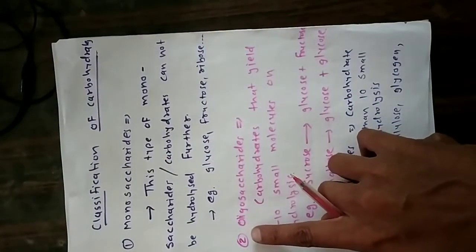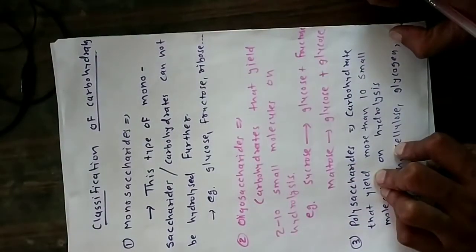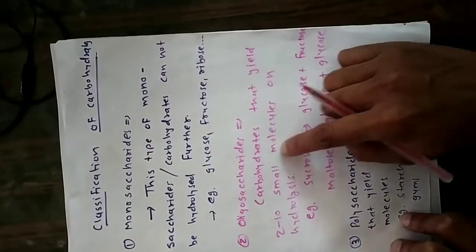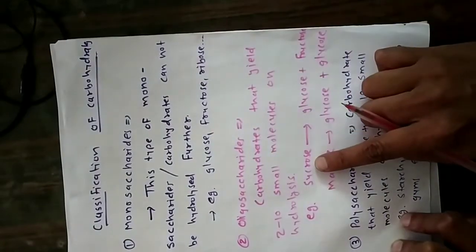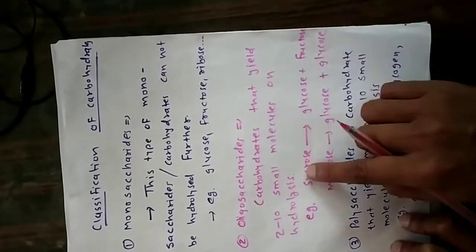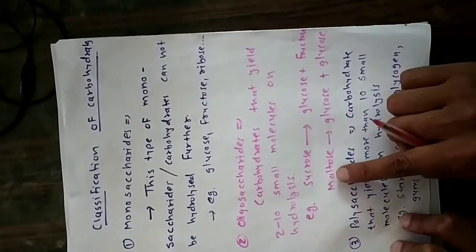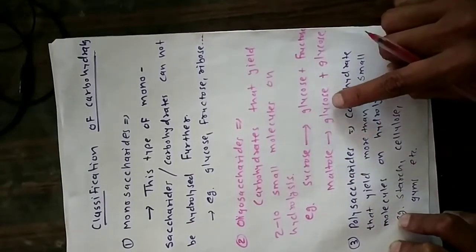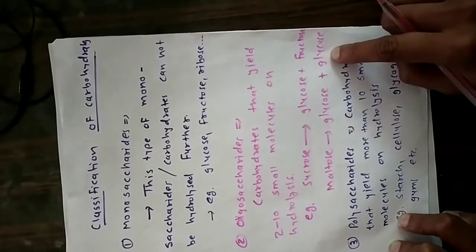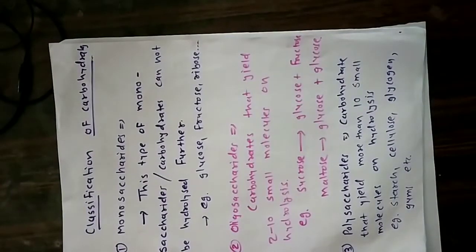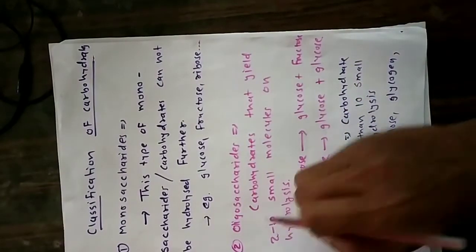The second classification is oligosaccharides. Carbohydrates that yield 2 to 10 small molecules on hydrolysis are called oligosaccharides. As an example, sucrose on hydrolysis gives glucose and fructose, two molecules, so it comes in oligosaccharides. In the same way, maltose on hydrolysis gives two molecules of glucose, so it comes into oligosaccharides. It means on hydrolysis the carbohydrate should give a minimum of 2 and a maximum of 10 small molecules.